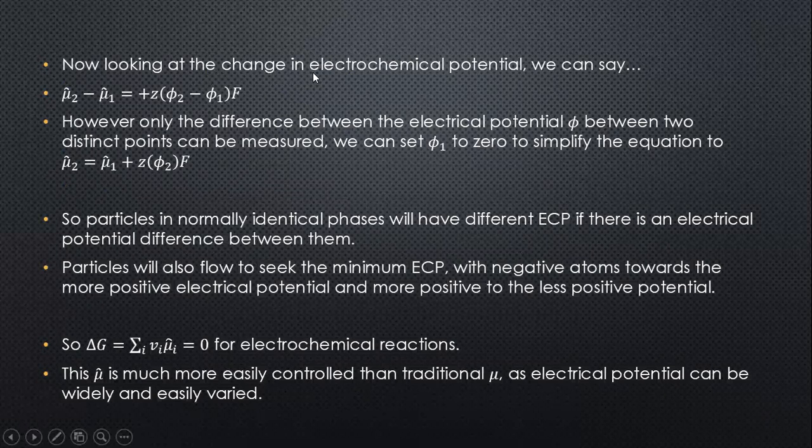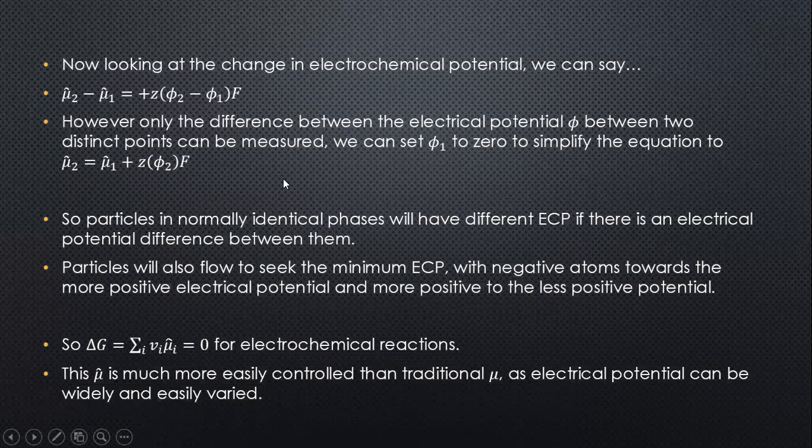So now, looking back at that change in electrochemical potential, we can say mu hat 2 minus mu hat 1 is going to equal the change in electrons, that's going to be constant, times mu 2 minus mu 1, plus phi 2 minus phi 1. So the difference in electrical potentials times Faraday's constant.